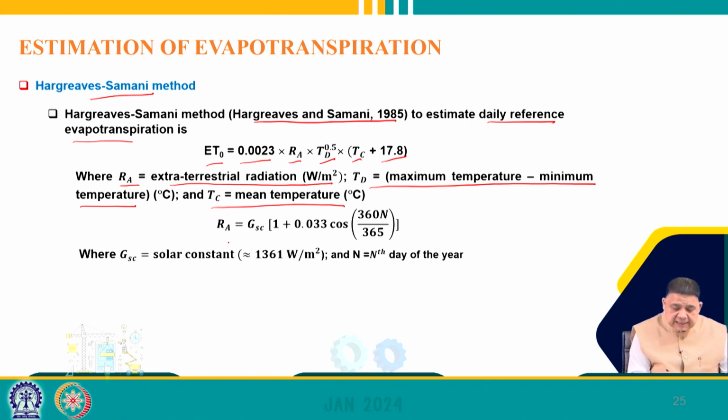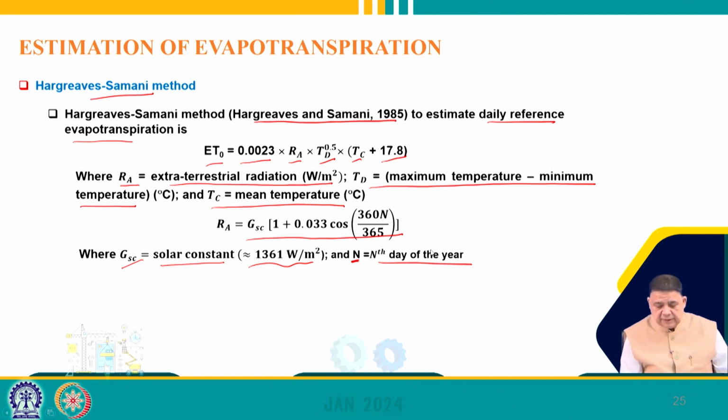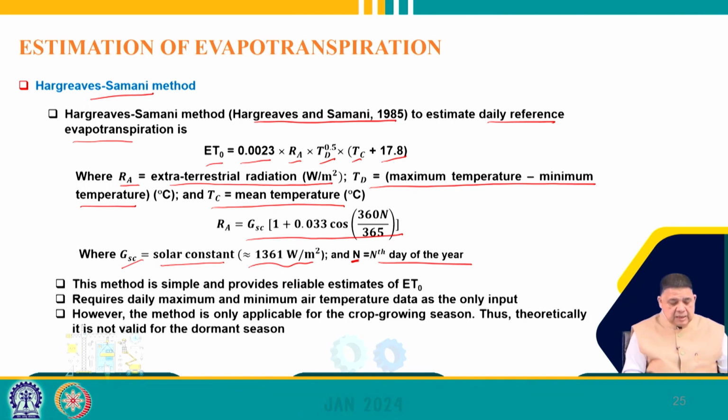Ra can be estimated for a particular location using this relationship, where Gc is the solar constant, which is approximately 1360 or 1361 watt per square meter, and N is the nth day of the year. So, for a location and a given day of year, one can estimate this. This method is simple and provides reliable estimates of ET0, and requires daily maximum and minimum air temperature data as the only input. That is why it is very popularly used in several research studies and models.